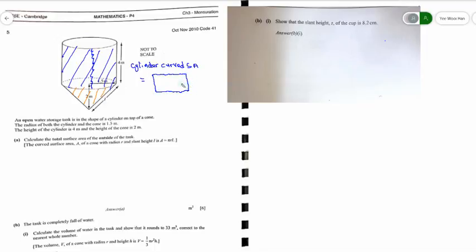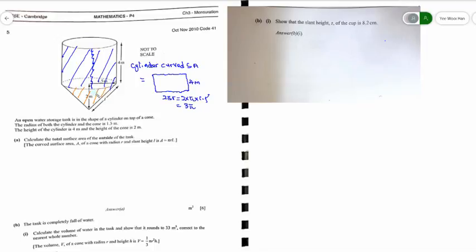This height here still remains 4 meters, but what about this length? This length actually is the circumference of this. So this is equal to 2 pi r. So 2 times pi, what is r? The r is 1.5. So that is for the cylinder curved surface area: 3 pi.